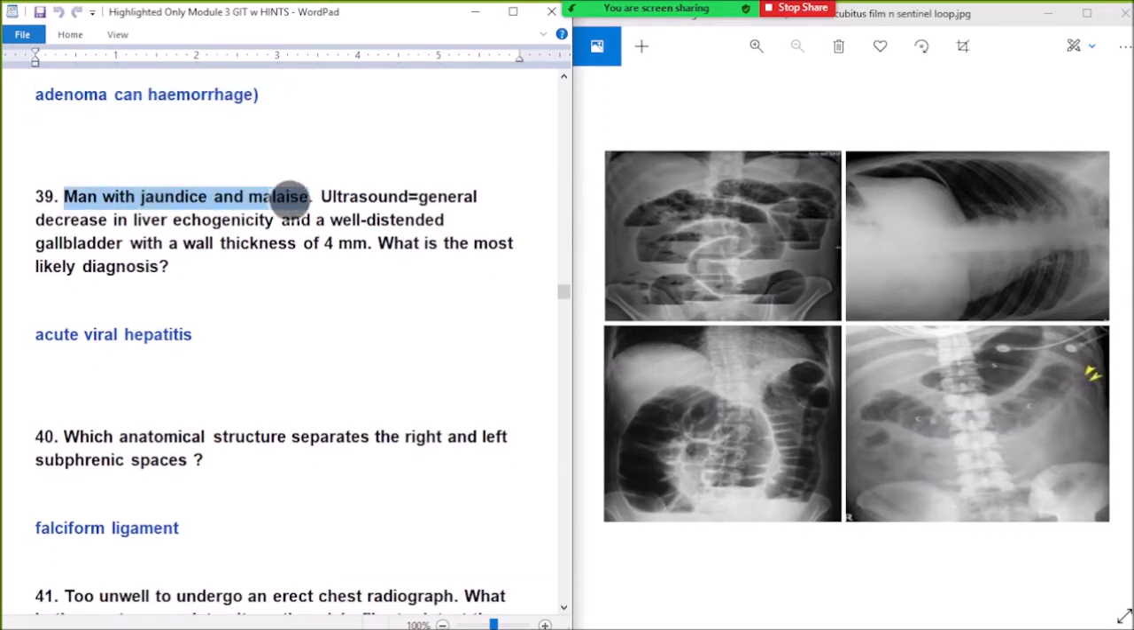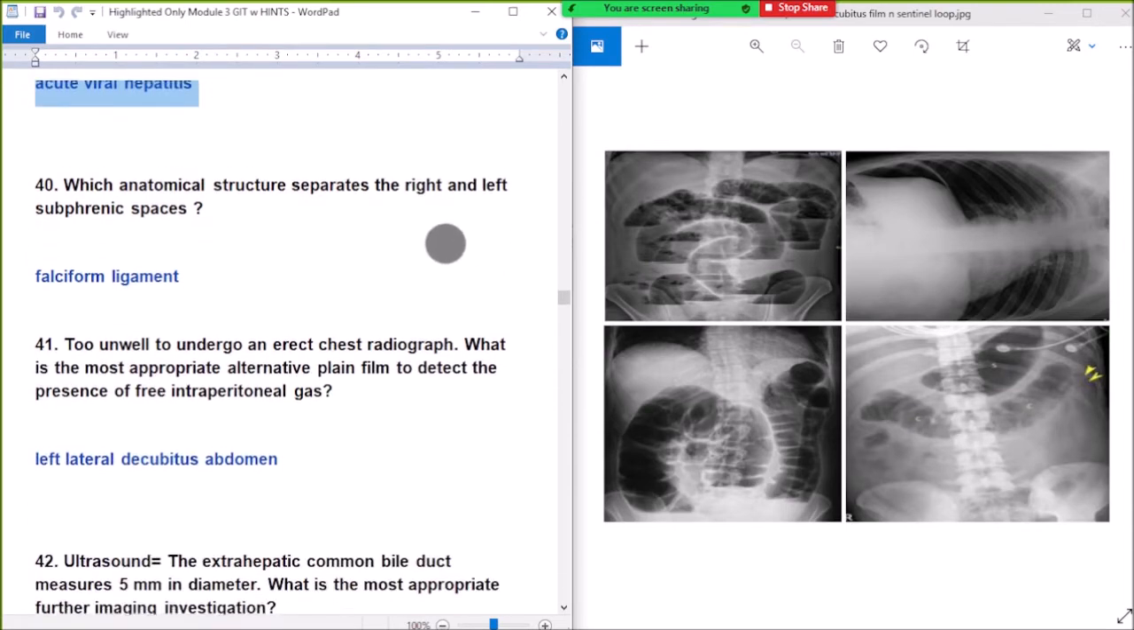Question number 39. Man with jaundice and malaise. Ultrasound shows general decrease in liver echogenicity and a well distended gallbladder with wall thickness of 4 mm. Most likely diagnosis: acute viral hepatitis. General decrease in liver echogenicity and well distended gallbladder with wall thickness of 4 mm: acute viral hepatitis.